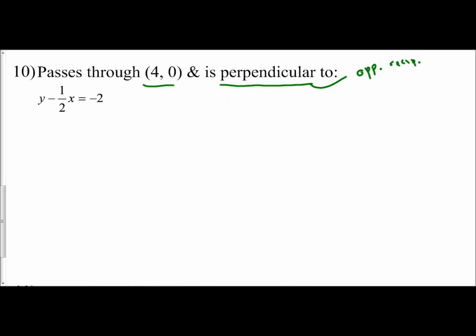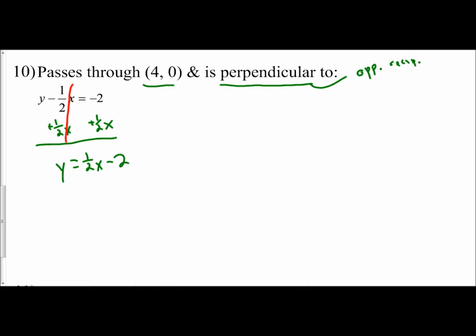In this form, though, I cannot identify my slope. I'm going to have to solve it into slope-intercept form. So I'm going to add my 1/2 x. That is going to cancel out the negative 1/2 x. So I get y equals 1/2 x minus 2.